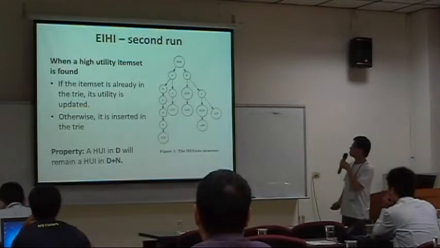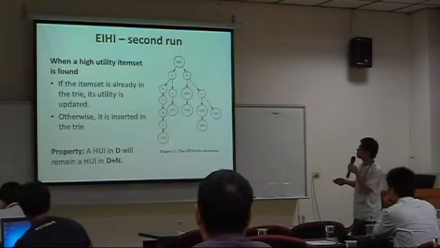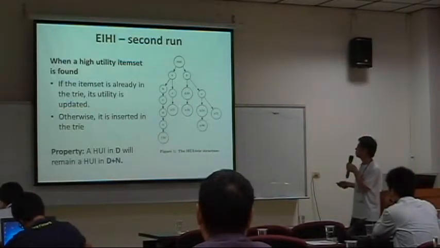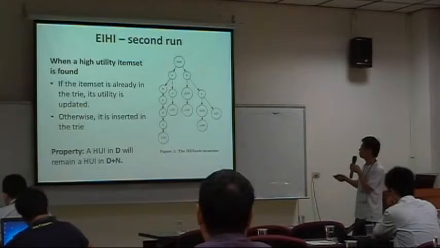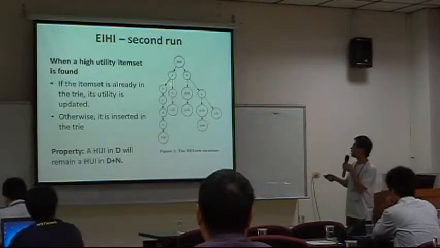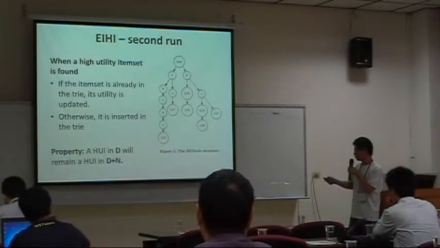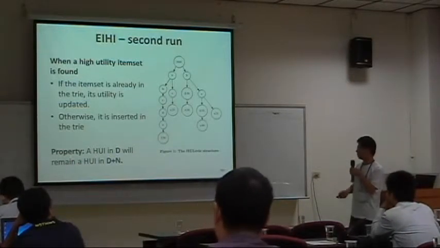The second step of this algorithm is when a high-utility itemset is found. The idea is that if the itemset is already in the tree, its utility will be updated. Otherwise, it is inserted in the tree. For example, if the item E is already in the tree, its utility value will be updated. Otherwise, it will be inserted under E. It means that AC will be under E. There is also one property in this algorithm: if an itemset is a high-utility itemset in the database D, it will remain a high-utility itemset in the newly updated database.